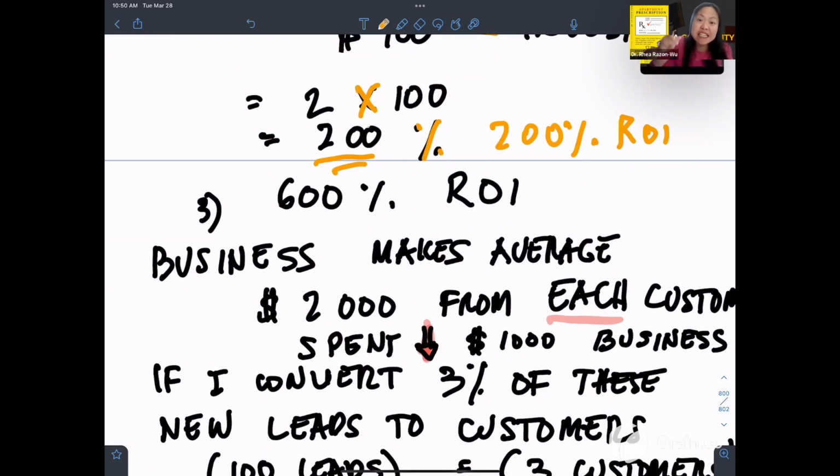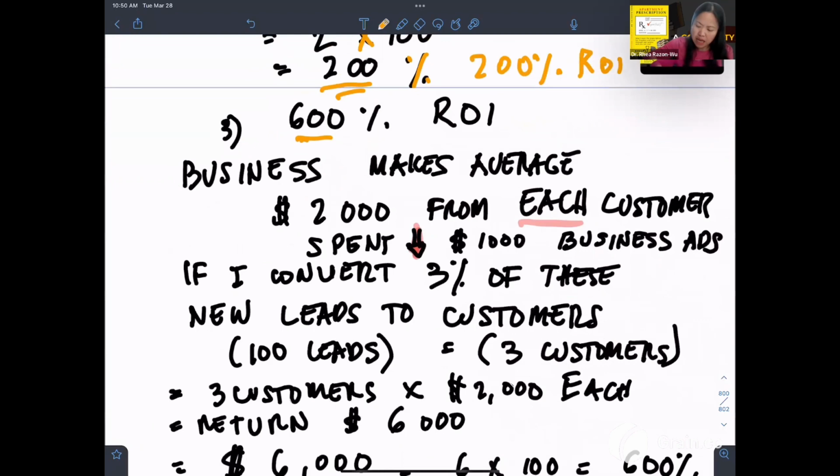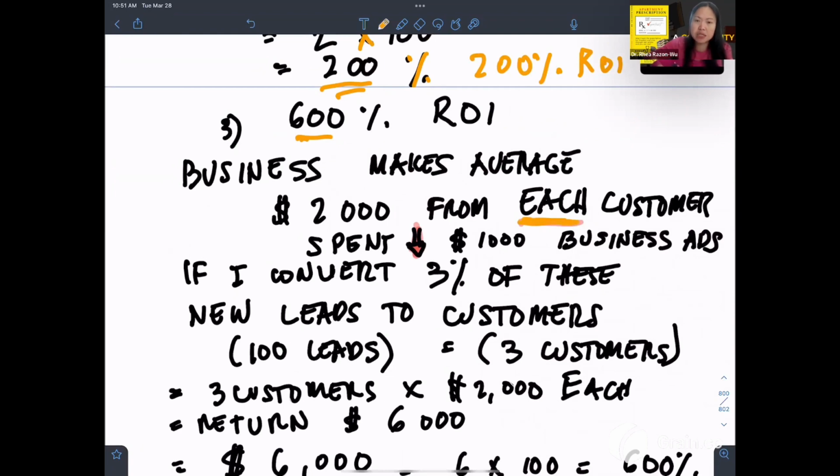Remember, infinite is even greater. There's no real number larger than infinite. So if infinity is true, 600% is also true. 600% ROI. So let's say you have a business online, okay? Now, your business makes an average of 2,000 from each customer. And for your business online, you have to have advertisement. Why? Because if people do not know you, they cannot purchase from you. So you have to pay for ads to get your business known out there. So let's say you paid $1,000 for that business ad.